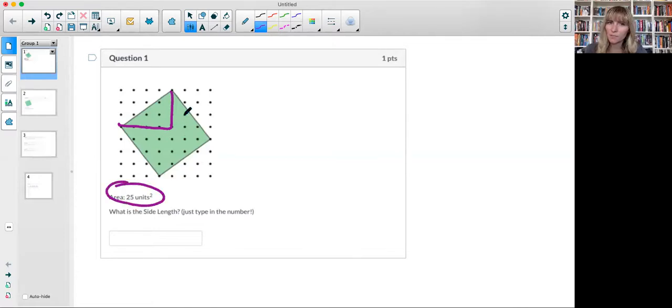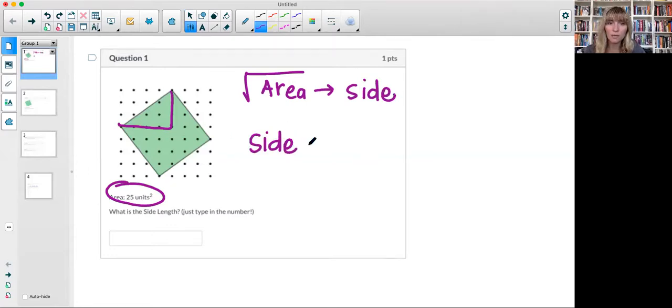So really, these first couple of questions are just testing the idea of this. Do you understand that if you know the area and you're trying to get to the side length, the square root of the area leads to the side length? And if you know the side length and you're trying to get to the area, you're going to do the inverse. So if you know the area, you square root it to get the side length. If you know the side length, you square it to get the area. And that's really all this was testing you on.